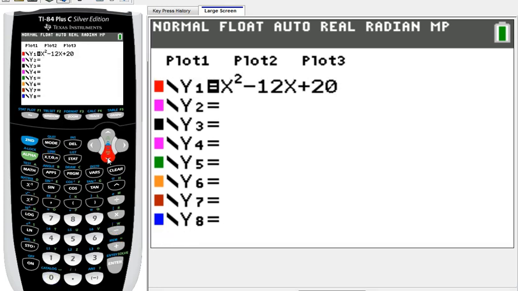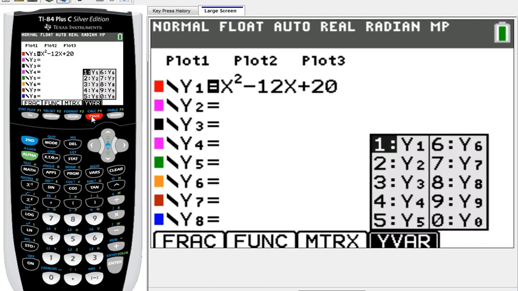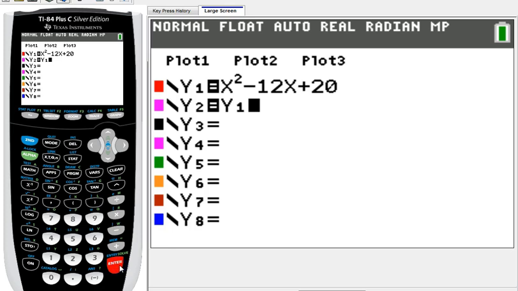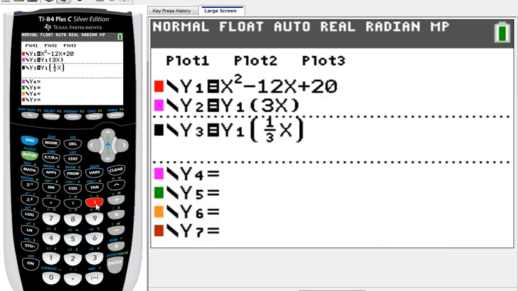So here's where, to enter our g of x and our h of x, we're going to want to use that y1 feature again. It's not going to be something to y1, it's y1 of 3 of x. So we're going to do y1 parentheses 3x. And we'll do the same for the h of x function. Make sure you notice the particular placement of the parentheses. It's y1 of 3x, y1 of 1/3 x. And now we're just going to make sure we got our colors. Our colors are all good here.